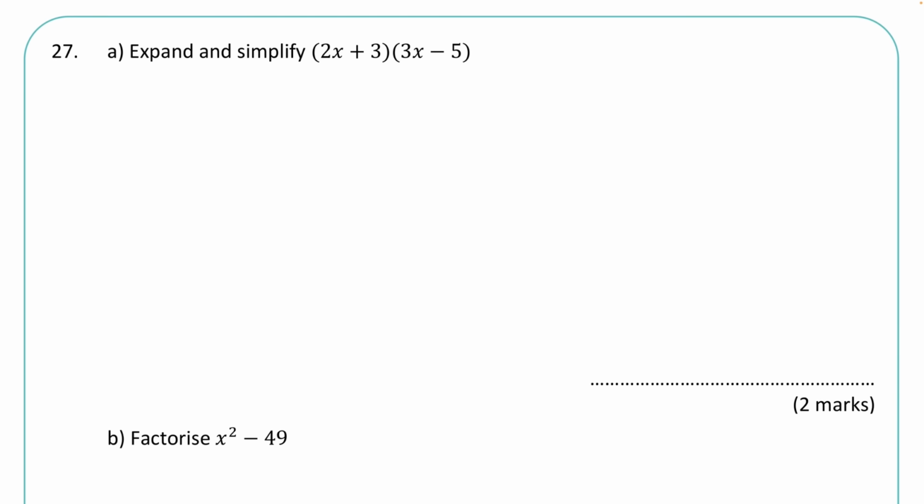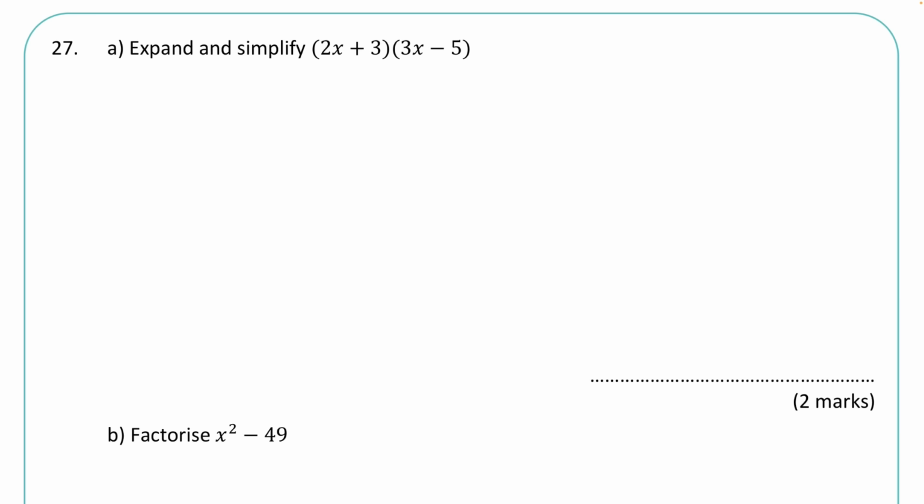So our next question, we've got some algebra again. We have expanding and simplifying a double bracket. So I'm going to write this out slightly bigger. Now there are different methods that you can use for expanding a double bracket. You can use FOIL, you can use a grid method. I just tend to pick the first piece, connect it to the other two, and multiply those.